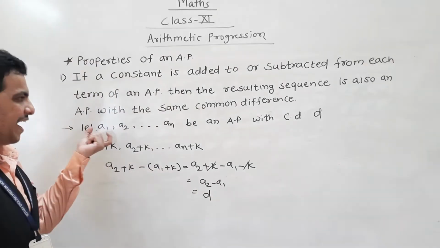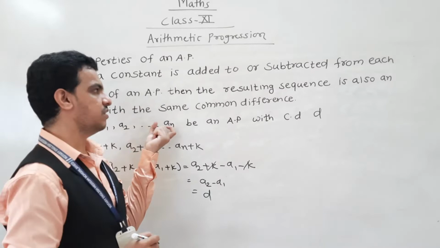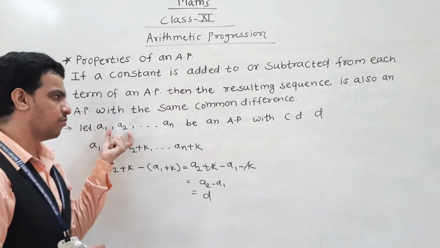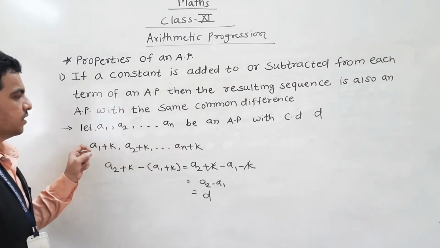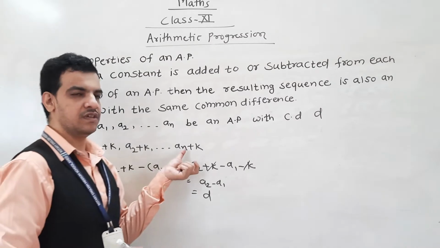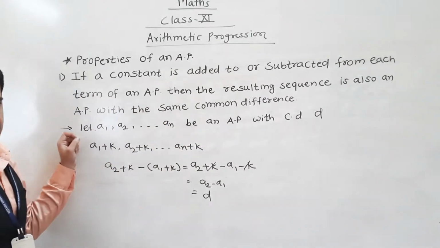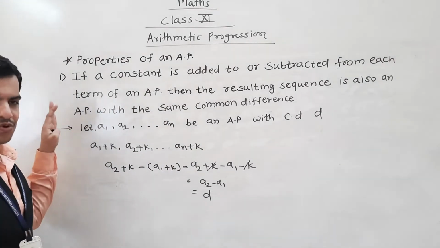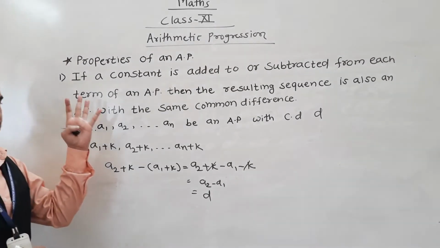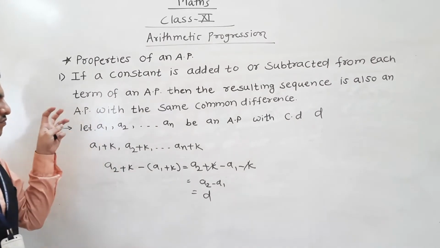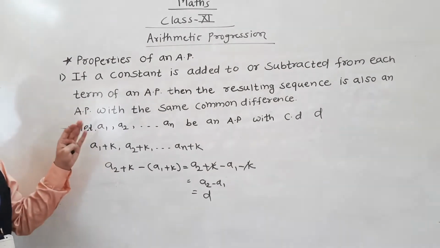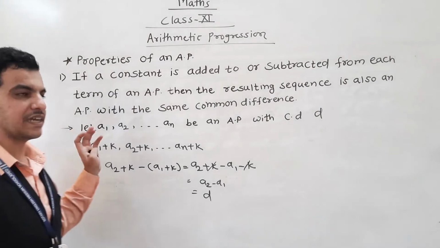So if we add a constant to the AP or subtract a constant from each term of an AP, then the resulting sequence is an AP with the same common difference. This is the first property of an AP. We have to use all these properties, so one by one we will see the properties of an AP. This is the first property. Now we will see the second property.